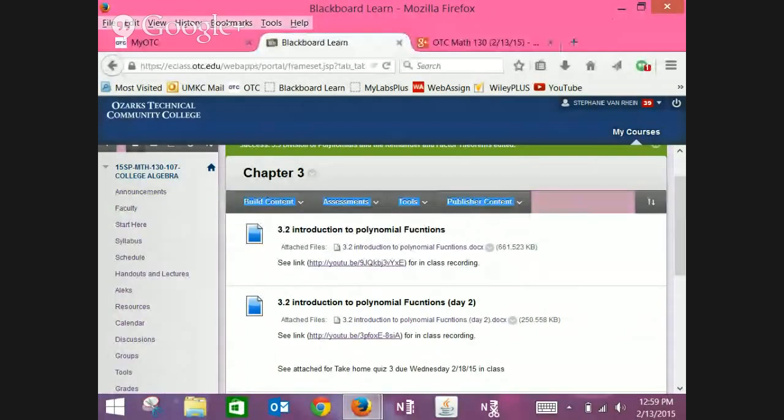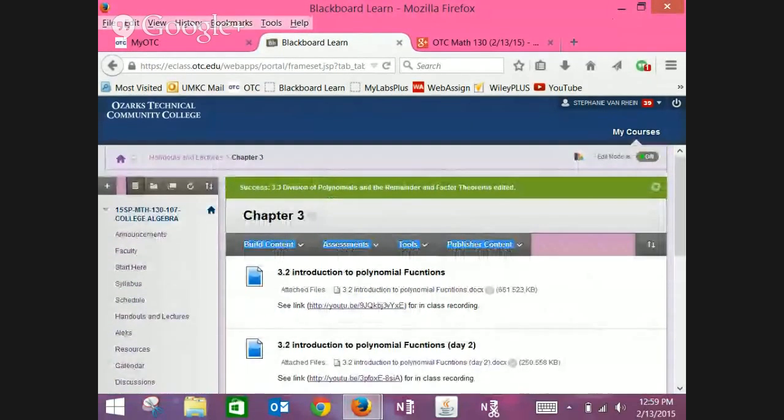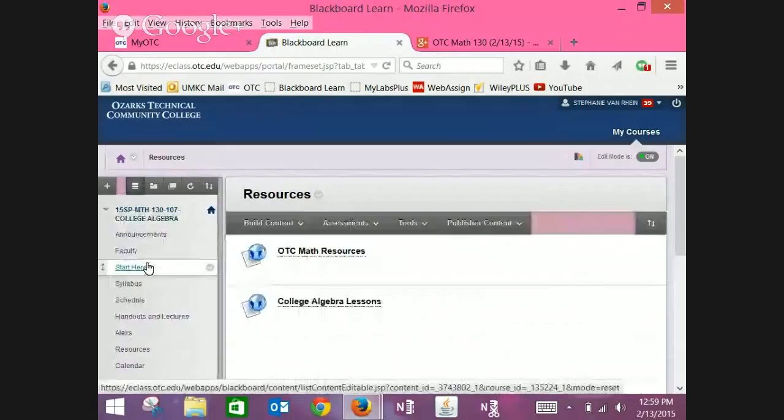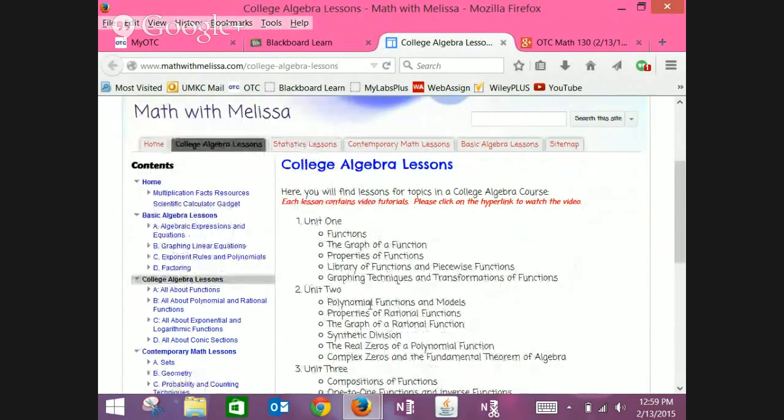Called resources. So if you go in to print off notes or look at recorded lecture, I also put this link called resources, and there's a link to the OTC Math resource page, but I specifically linked it to a college algebra resource page. Melissa Whitmer is an instructor here. She also teaches for Cox College, and a couple years ago she put together these college algebra lessons.